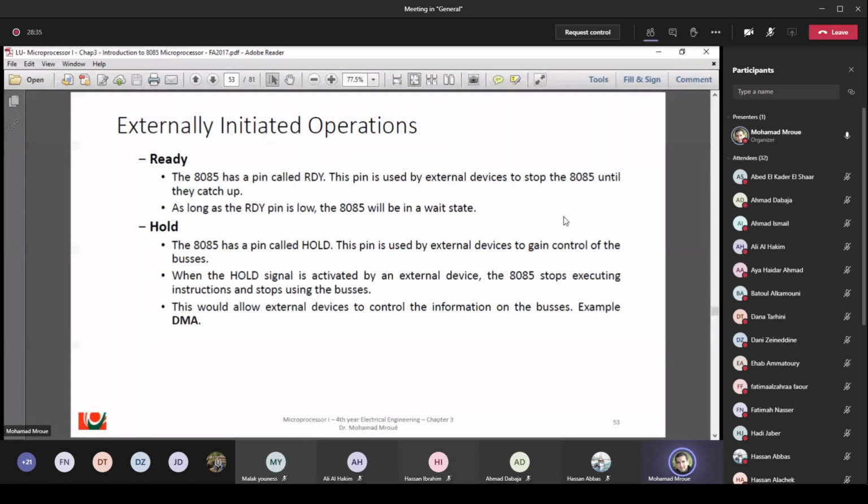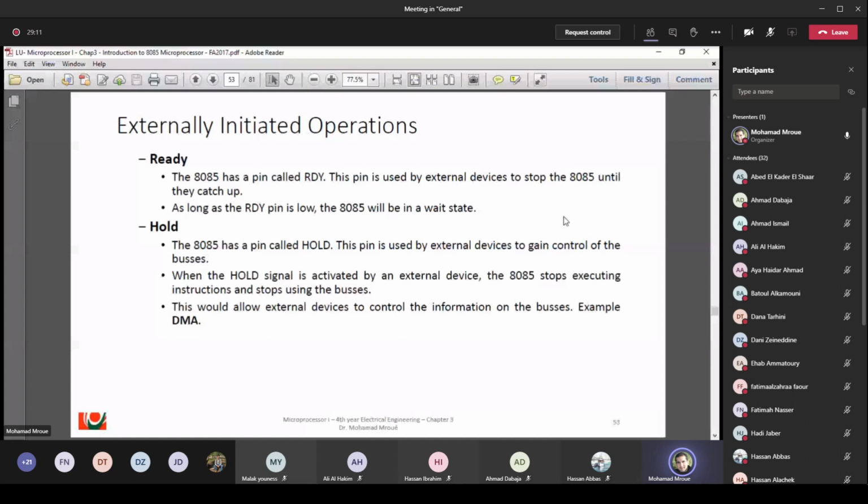We have the hold. It has also a pin called hold. This pin is used by external devices to gain control of the buses. So when the hold signal is activated, the 8085 stops executing instructions and stops using the buses, اللي هن address bus, data bus, and others. So this would allow external devices to control the information on the buses, for example, direct memory access, okay, without passing by the microprocessor itself.